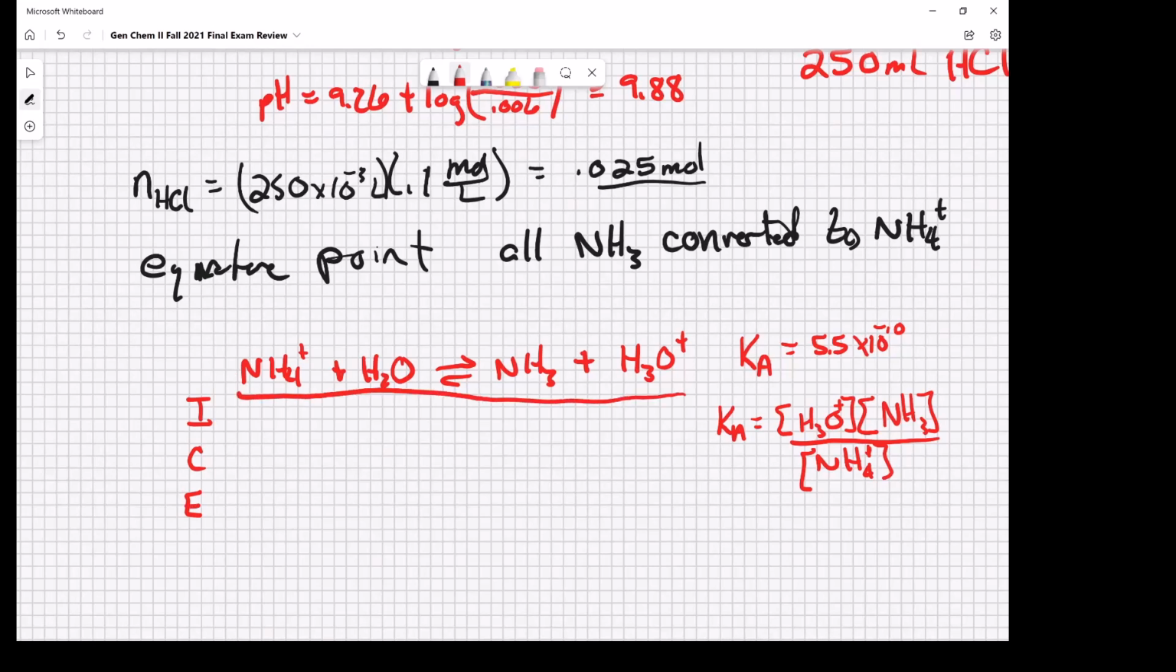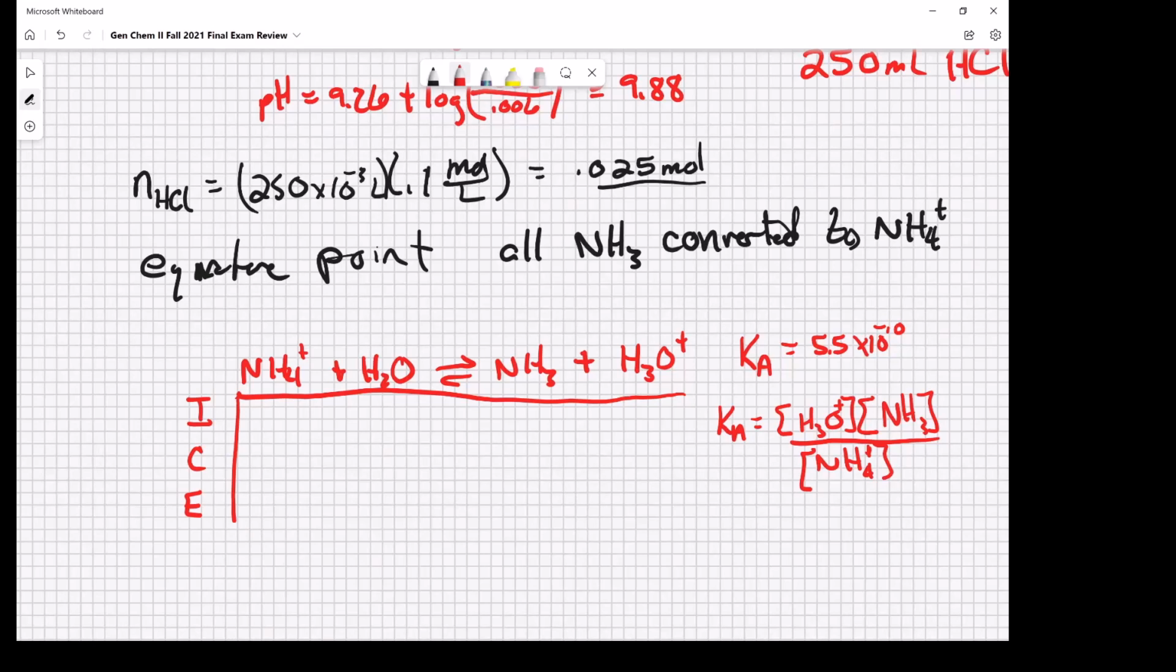So now the question is, what's my initial concentration of NH4+ at the equivalence point right now? Well, we know how many moles of it there are, right? 0.025. That's the number of moles of NH3 we started with. That's the number of moles of HCl we've added. So that's the number of moles that we've converted from NH3 to NH4+. But the volume is different, okay? What is the total volume of our solution right now? 300 milliliters. We added 250 milliliters of HCl to a 50 milliliter container of NH3.